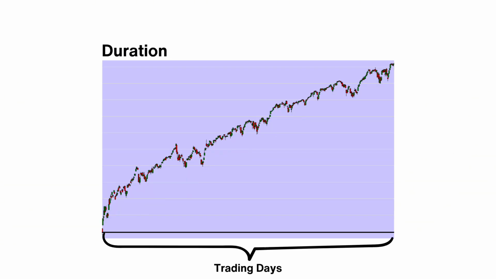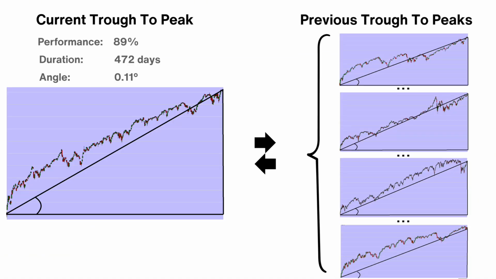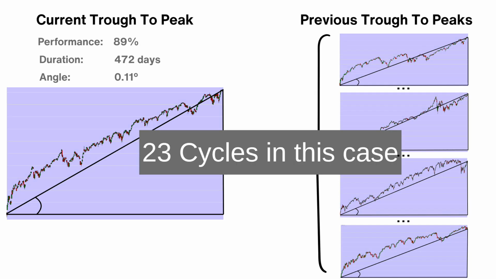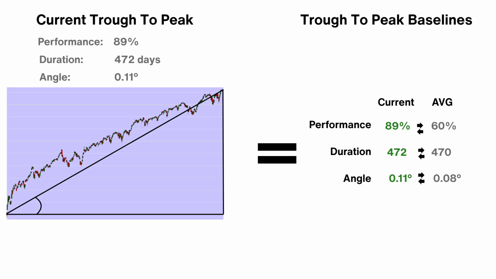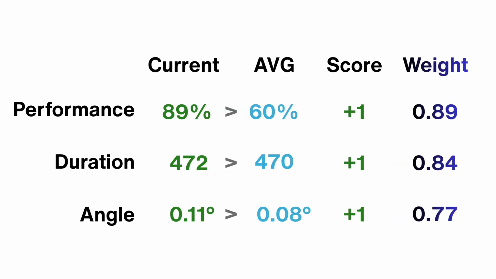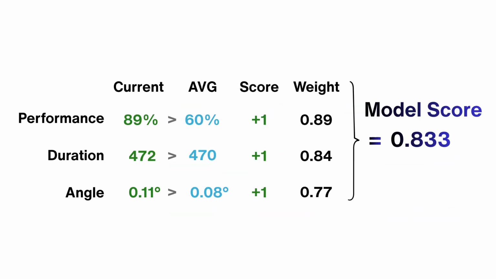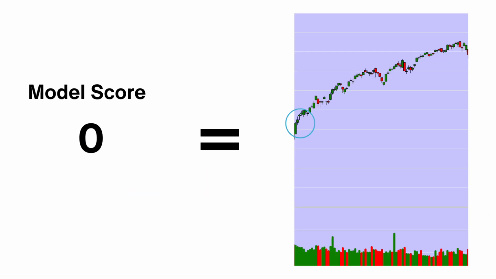Here's a simple example. Let's say we use just 3 variables: performance, duration, and angle. We measure each one from trough to today. Then we compare it to every previous cycle going back to 1970. The model builds a baseline from history, then scores today based on how closely it matches. If today's performance is 89% and the historical average is 60%, that variable scores high. Each variable gets scored, then weighted, then combined into a single model score from 0 to 1, where 1 equals a high probability of a peak occurring and 0 equals a low probability.